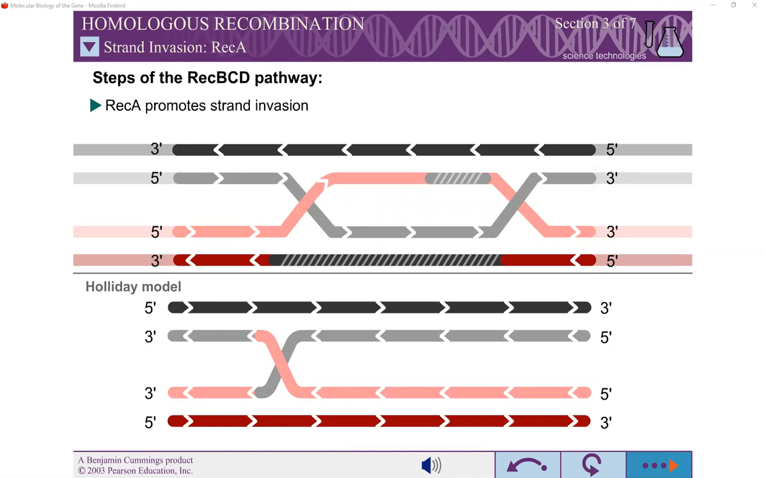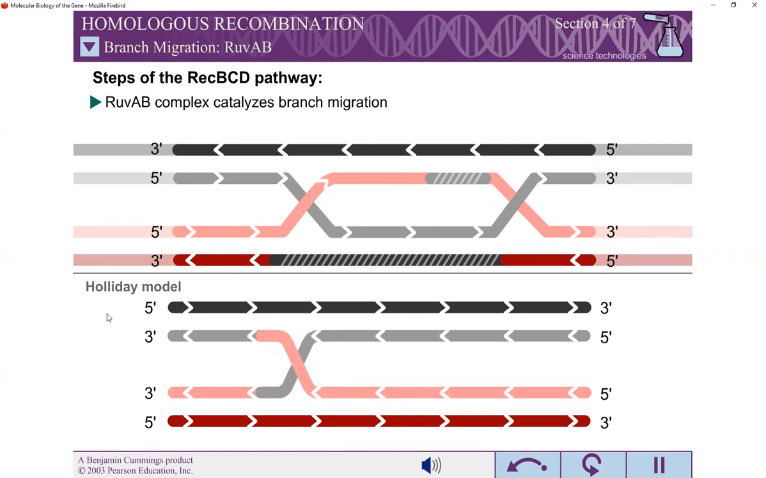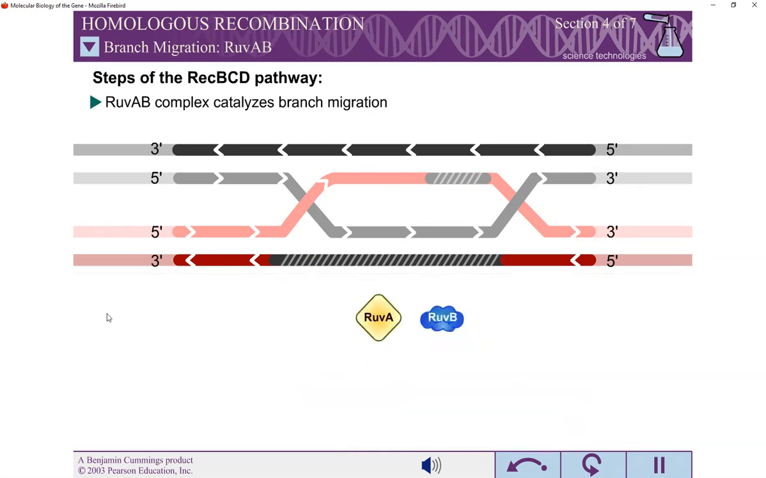Looking forward, the next step of the RecBCD pathway is branch migration. This step is similar to that of the Holliday model, except it can involve two Holliday junctions instead of just one. In the RecBCD pathway, this step is catalyzed by two proteins, RuvA and RuvB, which form RuvAB complexes at Holliday junctions. Then the Holliday junction will be resolved with the help of RuvA and RuvB. Now, how the resolution is going to take place, that we have to see.